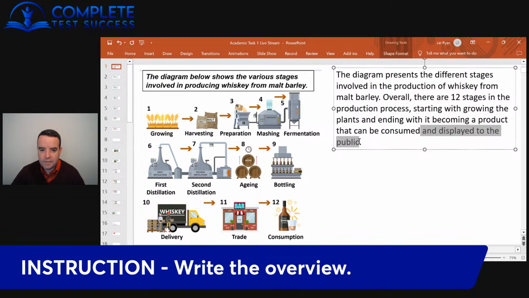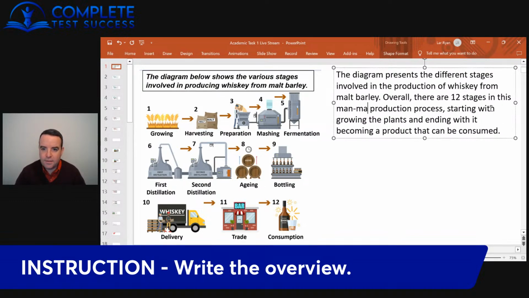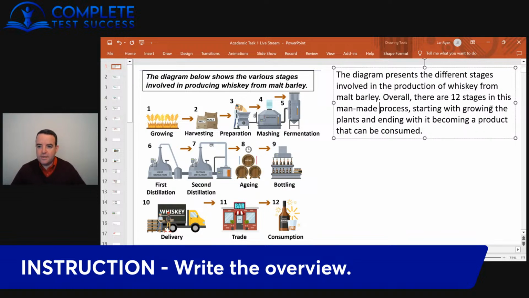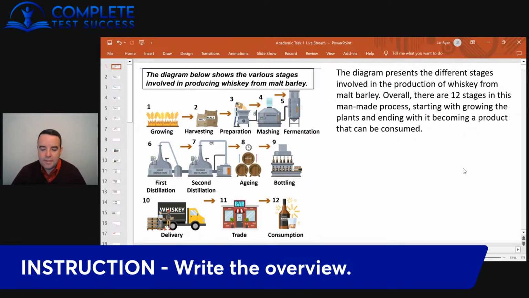I'm going to remove the part about being displayed and the part about the public, but I do want to add man-made somewhere. It doesn't really fit in very obviously. There are 12 stages in, maybe, this man-made process. Let's do that. Yeah, and that's good.